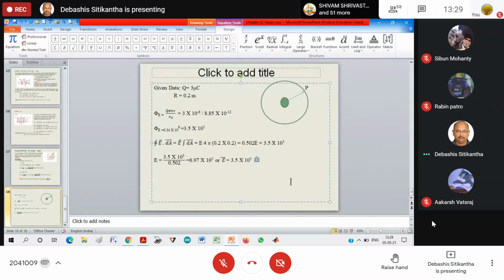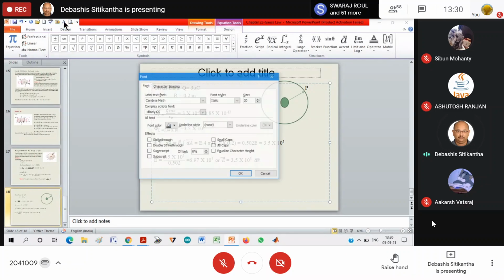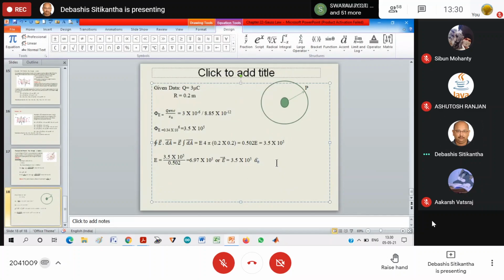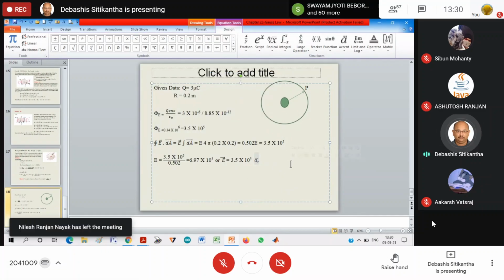Nobody. It is going to be A. AR cap. Yes, that's correct. Please don't forget about this particular direction. It is very necessary. So this is the correct answer. And can anybody tell me what is its unit?